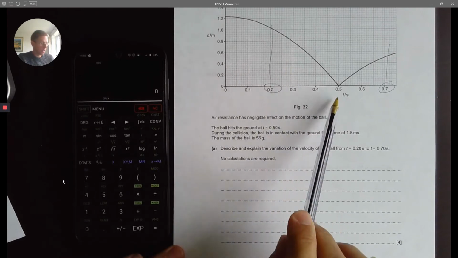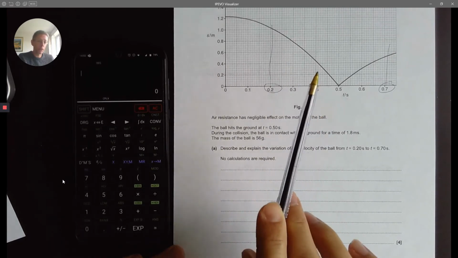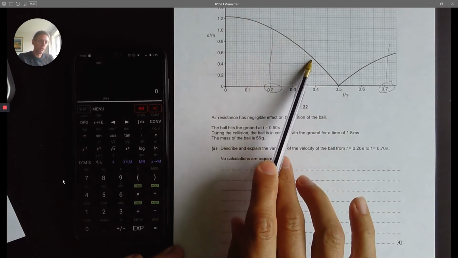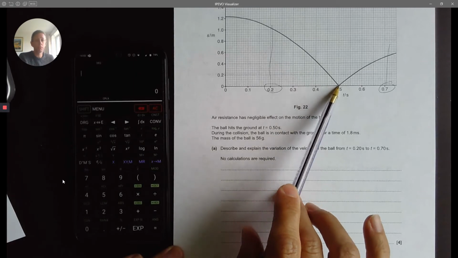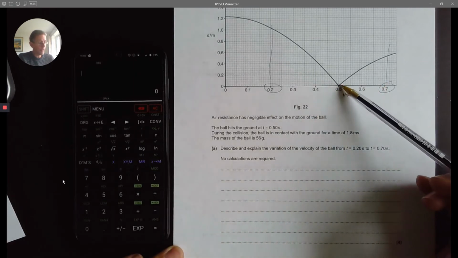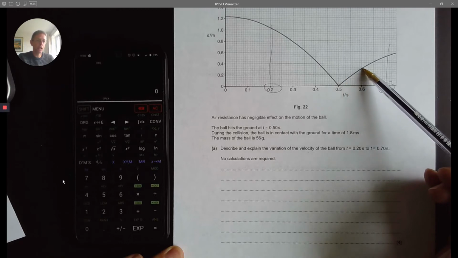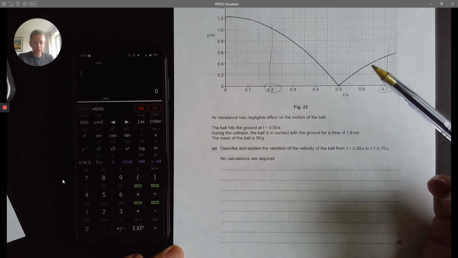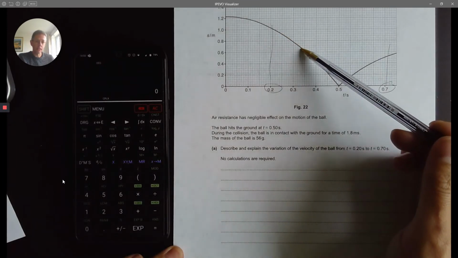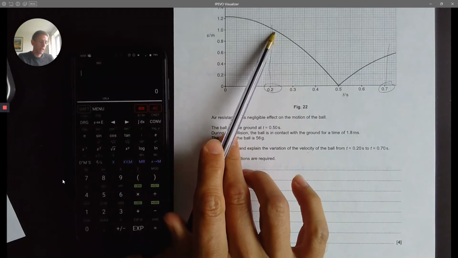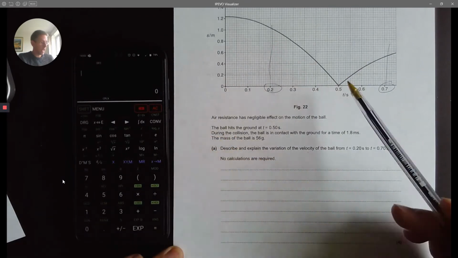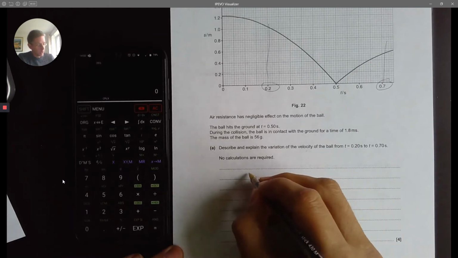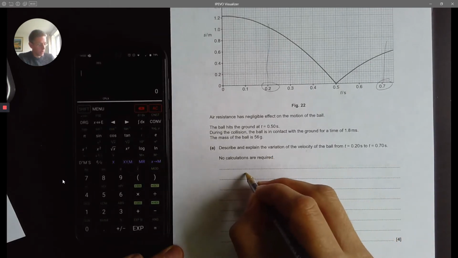So this is a distance time graph. We've been asked to talk about the velocity, so we need to focus on the gradient. We can see that the gradient of this line gets steeper and steeper as it comes towards the ground, and that's because it's accelerating. Then as it bounces off the ground again, it gets shallower and shallower, and that's because it's decelerating. So already we can say 3 things: the gradient tells us the velocity, the gradient is getting steeper, so that's accelerating, and after the bounce the gradient's getting shallower, so that's decelerating. So you can start putting those ideas into words.